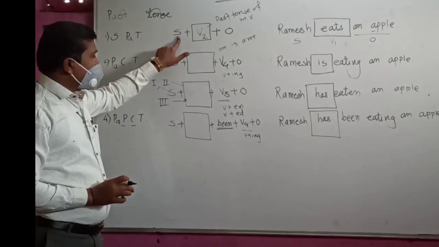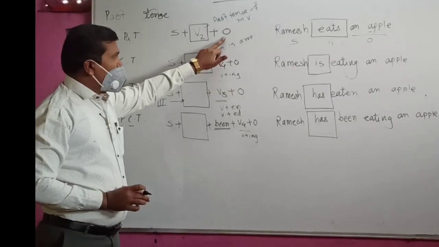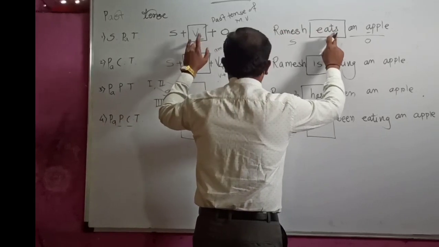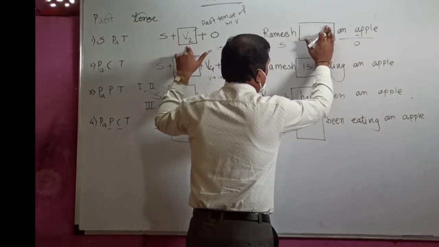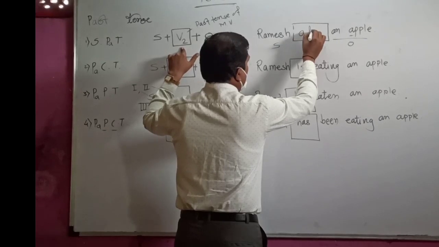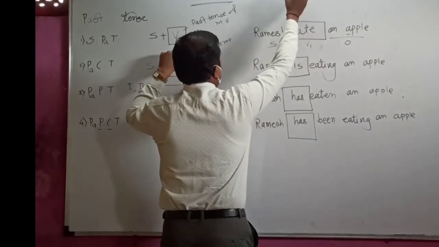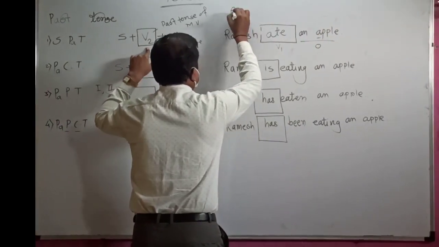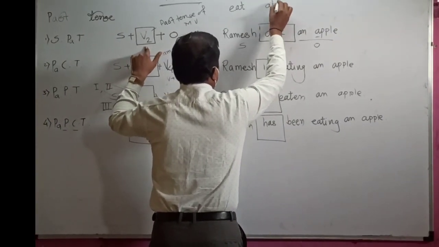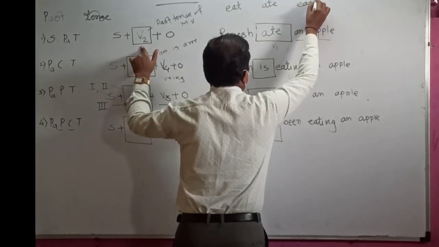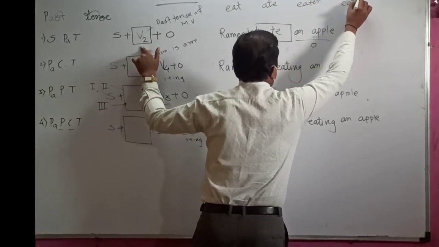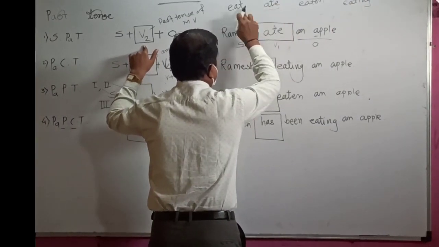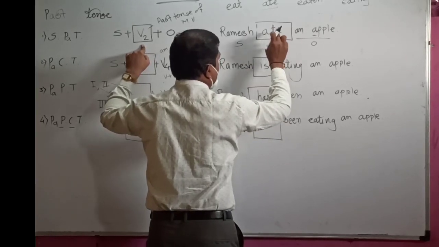Okay, so subject plus V2 plus object. When it is V1, it is eat, but when we take V2, then it is ate. I am going to write down here V1, V2, V3 and V4, like eat, ate, eaten, eating. Got it? So the V2 of eat is ate, and I have taken it here.